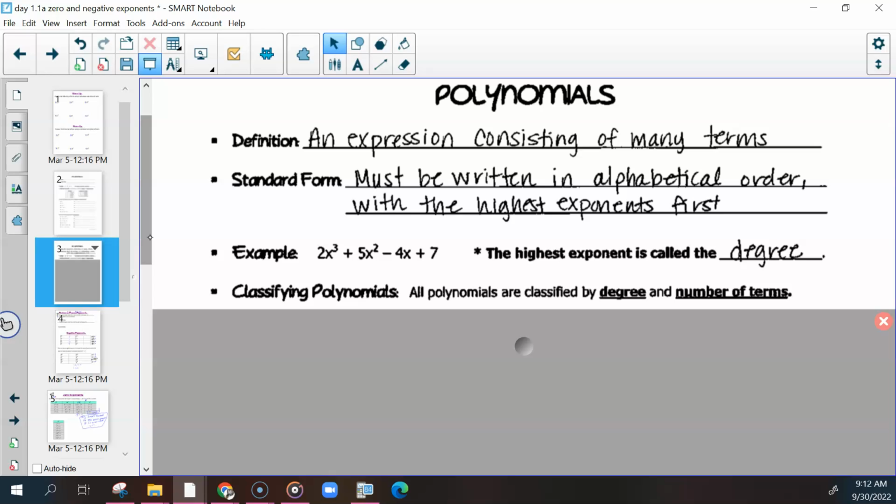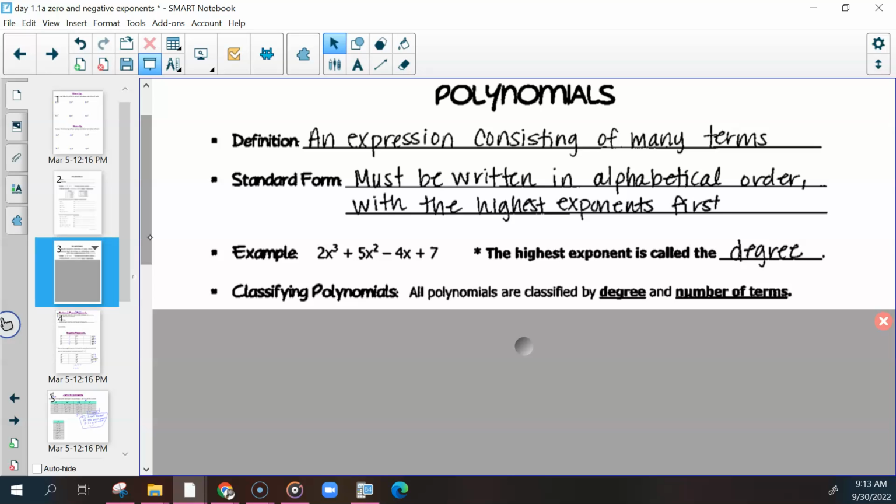If there's multiple variables, it would be ABC order, highest exponent, combined. You'll see what that means here in a second. So like in this example, there's only one variable, so it goes highest exponent to none. We'll talk about the actual exponents of the 4x and the 7 here in a minute. Highest exponent is called the degree. So this 3, we're going to name what that degree is actually called.